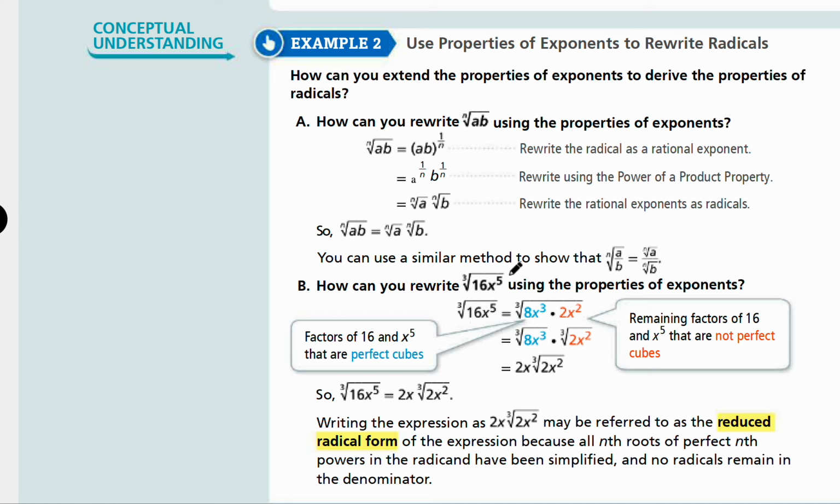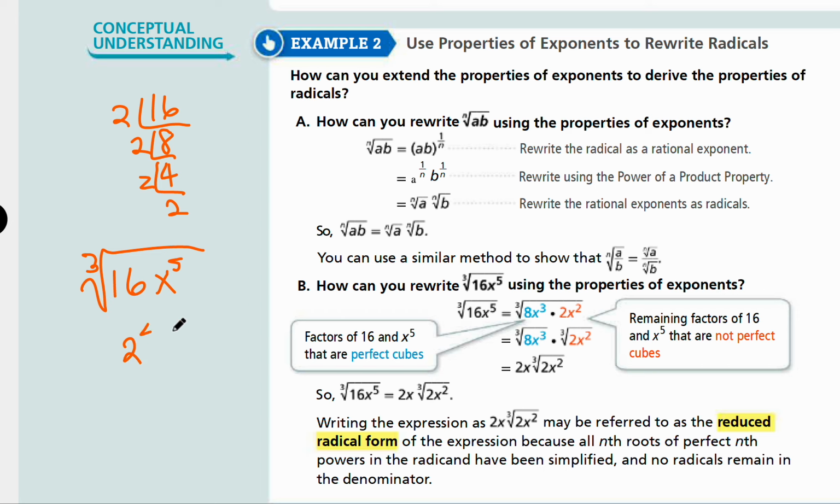What about specific expressions like this? Cube root of 16 times x to the power of 5. How can you rewrite this using properties of exponents? So you can factor as much as possible. So 16x to the 5th power, you have to factor out the constants. So divide by 2, divide by 2, divide by 2, and then you can write it as 2 to the power 4.